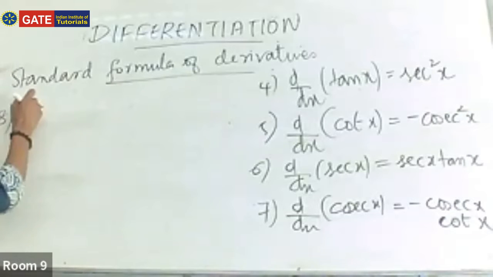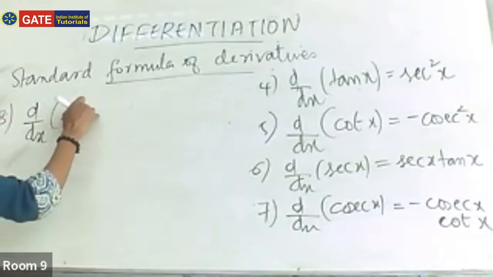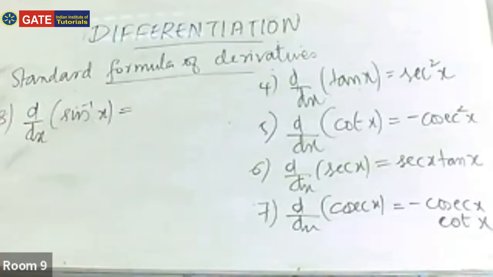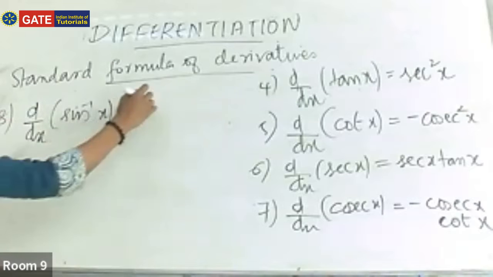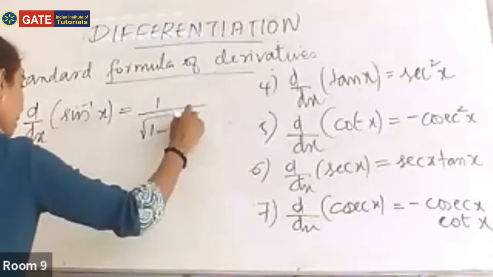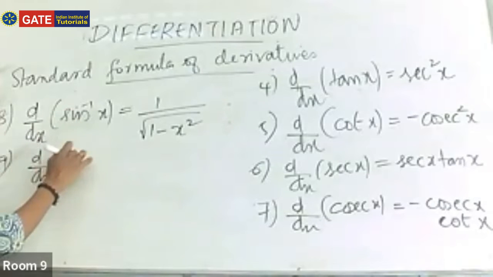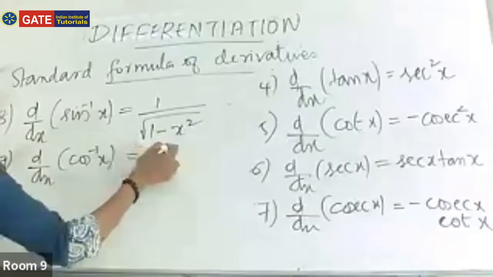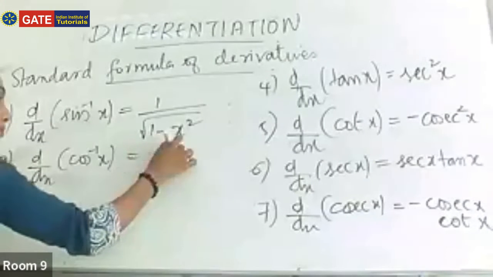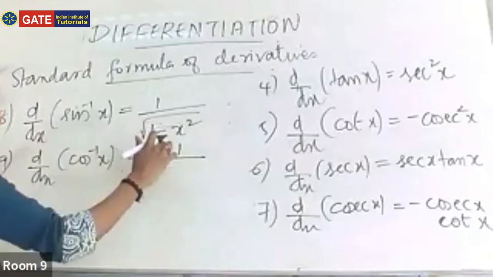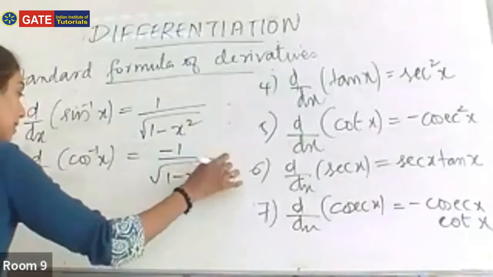Then derivative of inverse trigonometric functions, like sine inverse x. You know what that is? 1 by root of 1 minus x square. Inverse trigonometry, there is a chapter in which we learn sine inverse, cos inverse, all those things. And derivative of cos inverse x is minus 1 by root of 1 minus x square, same thing, but negative sign will be there.